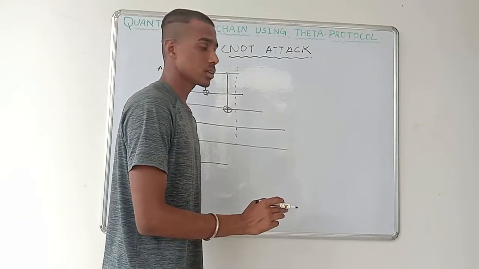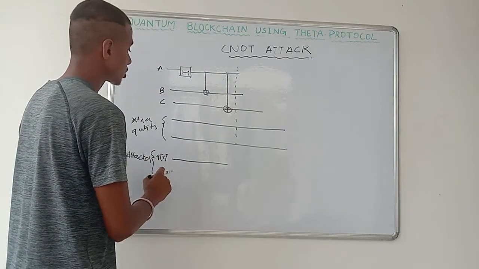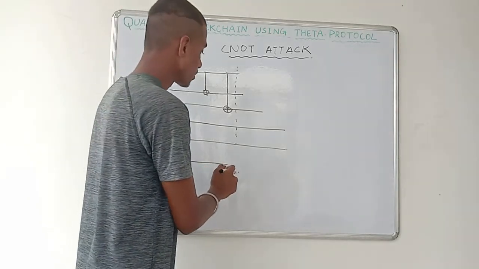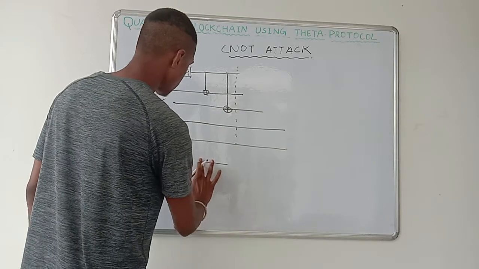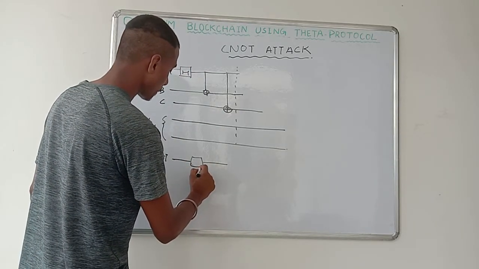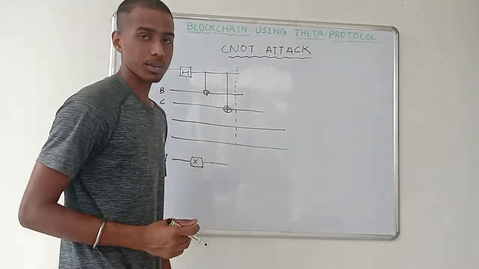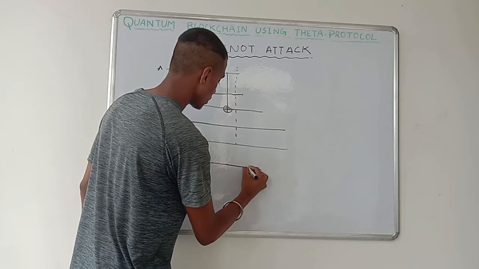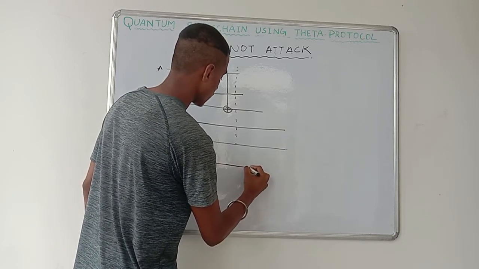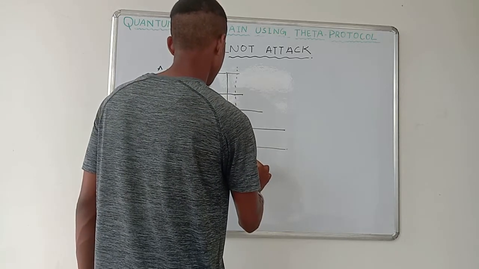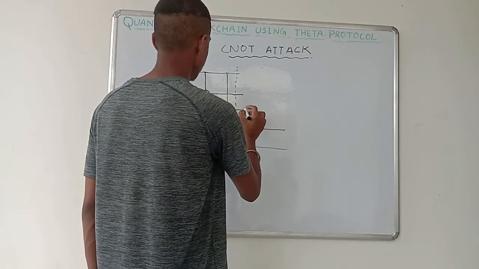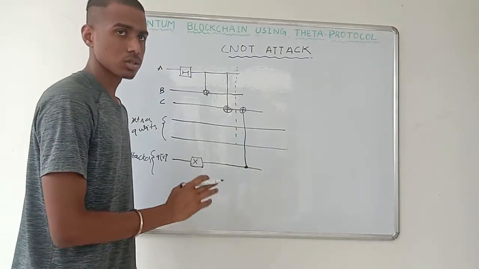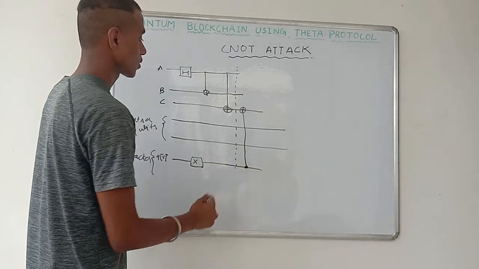Obviously, this is the sixth qubit, sorry. This is the sixth qubit which is with the attacker. So for a CNOT attack, a controlled NOT operation will be performed by the attacker by keeping the control with himself or herself and the target with any of these qubits. Let's suppose it attacks C's qubit. So this is how a CNOT attack works.